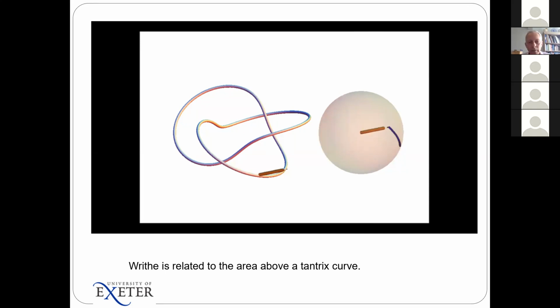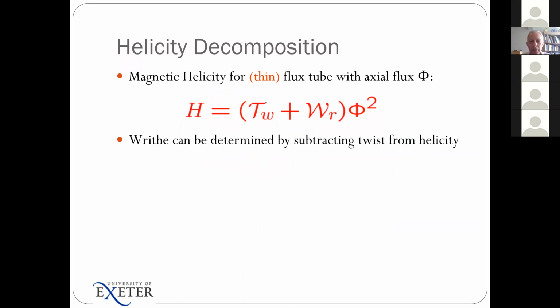Oh no, I didn't want to do that. I want to go to the next thing. And again, helicity is twist plus writhe.